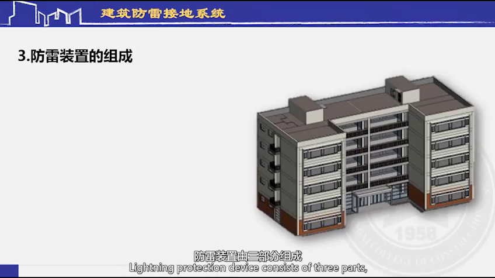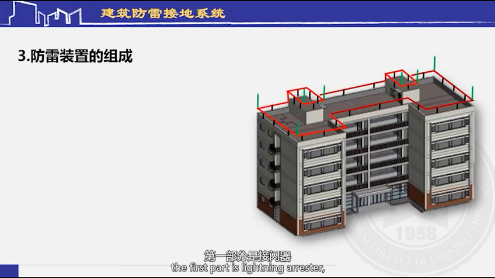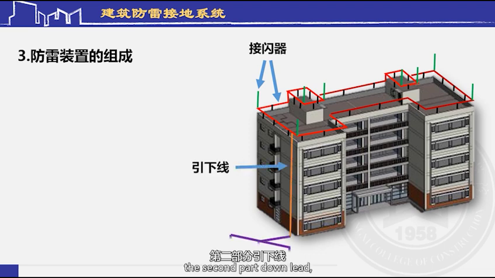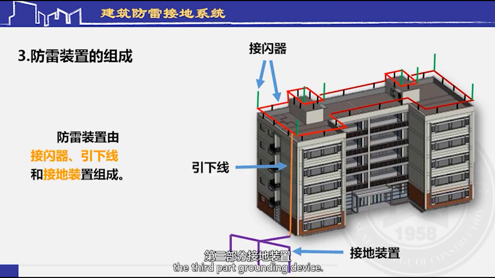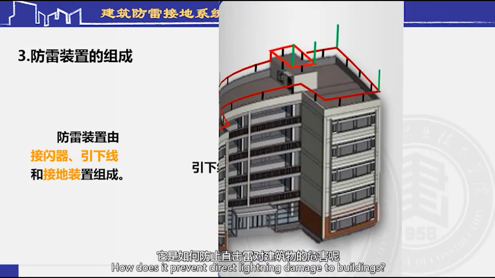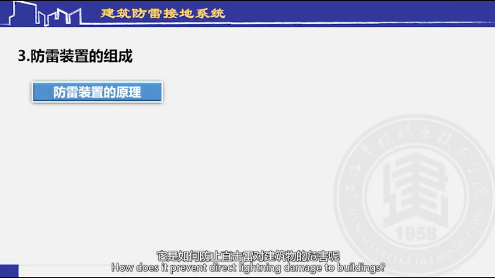Lightning protection device consists of 3 parts. The first part is lightning arrestor. The second part is down lead. The third part is grounding device. How does it prevent direct lightning damage to buildings?